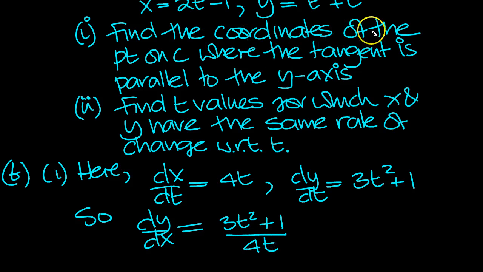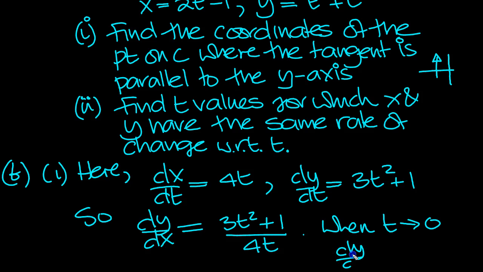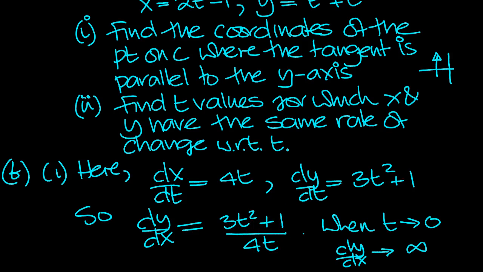Now the question says find the coordinates of the point on C where the tangent is parallel to the y-axis. So if it's parallel to the y-axis, basically we're going to need it to shoot off to infinity, aren't we? The y-axis is vertical. So when t equals 0, when t tends to 0 then, dy dx tends to infinity, doesn't it? Because the top will tend to 1, the bottom will tend to 0, 1 over 0 will shoot off to infinity.